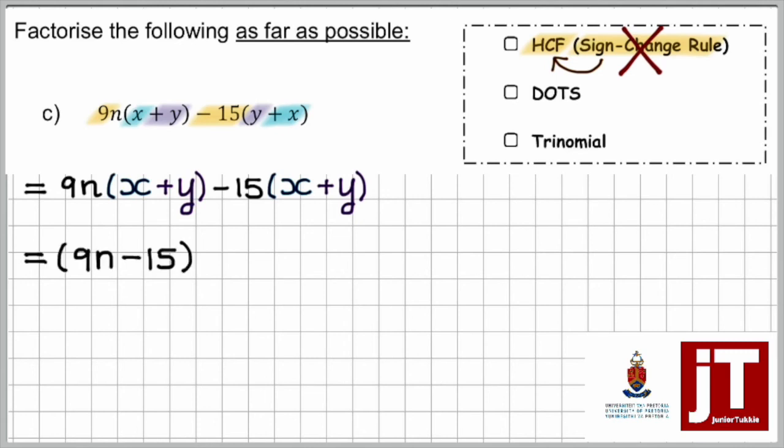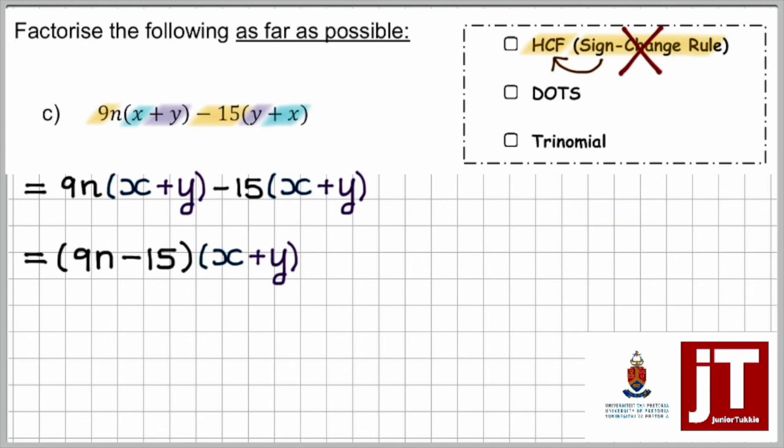Now, since that set of brackets is the same, we can factorize out that set of brackets. Notice that I wrote it at the end, the set of brackets that we're factorizing out, and what I always refer to as the leftovers, which is the 9n and the minus 15, I wrote in the first set of brackets. The order truly does not matter. You could have written x plus y in the first set of brackets and the 9n minus 15 in the second set of brackets. But you will see in a moment the reason why I've written it in this order.